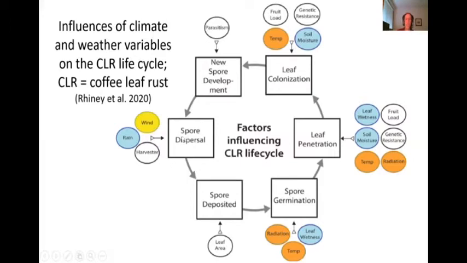But to continue, you can see the influence of climate and weather every step of this life cycle. For dispersal, it depends on wind, rain, and even harvesting and movement of picking. When it's deposited onto the leaf, how big and how healthy is the leaf. When it germinates, it depends on temperature and wet, the moisture, the radiation, etc. Every stage is critical. And as we say in plant pathology, you have to have the right environment. So you can have those coffee leaf rust spores, you can have a susceptible host, but without these environmental conditions optimum for disease, we may not get disease occurring.